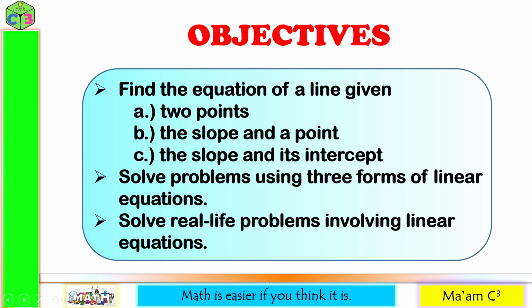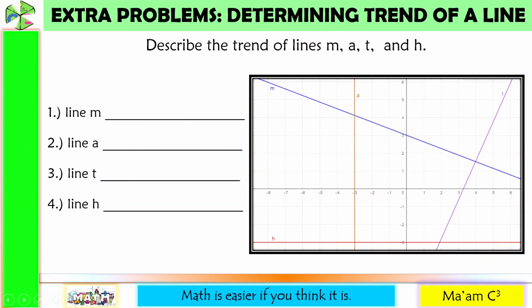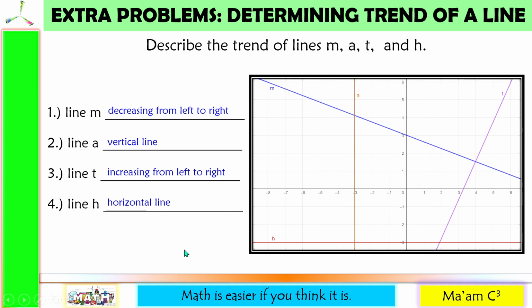But first, here are the answers in the extra problem I gave in our previous lesson. Describe the trends of lines M, A, T, and H. This is line M, and this is decreasing from left to right. This is line A, and this is a vertical line. This is line T, and this is increasing from left to right. And this one is line H, which is a horizontal line.